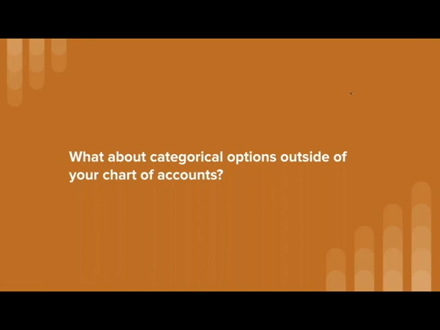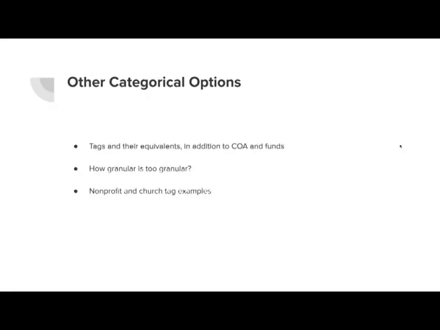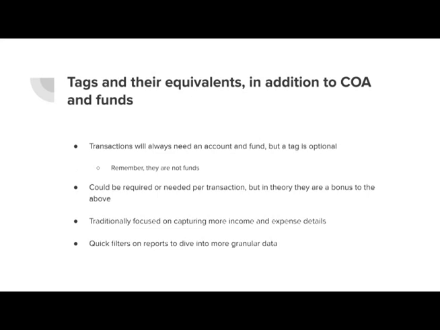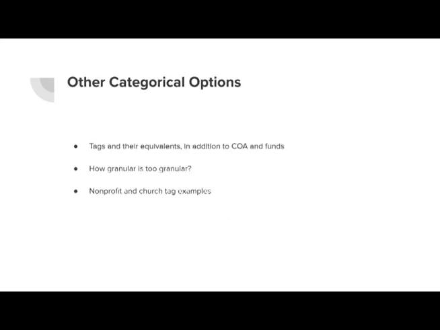Well then, this is now a good time for us to segue into: what about categorical options outside of your chart of accounts? Hey, Alex, that's a fantastic question. Let's get into that. So, other categorical options. In any accounting system, you will always have a chart of accounts. QuickBooks, whatever, always a chart of accounts. In a fund accounting system, you will then also keep track of your funds. So now you have two things.